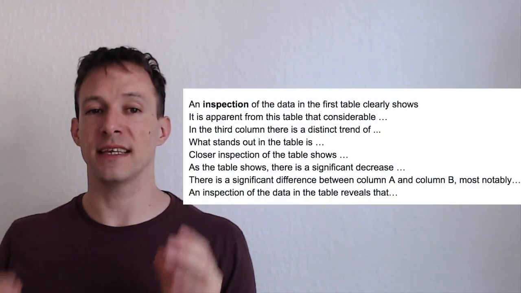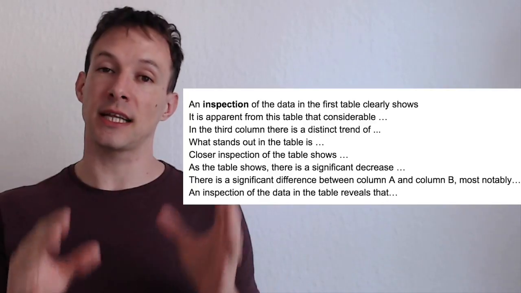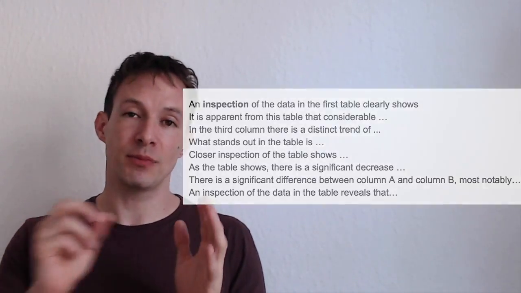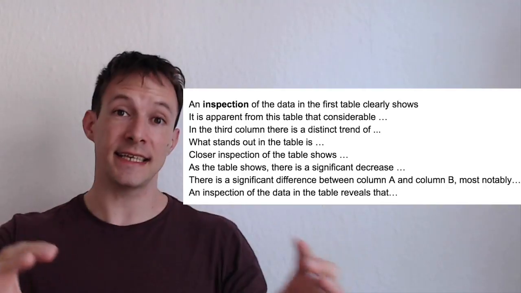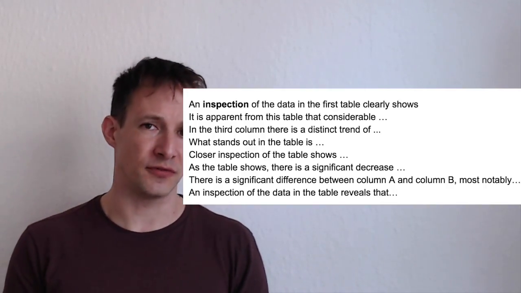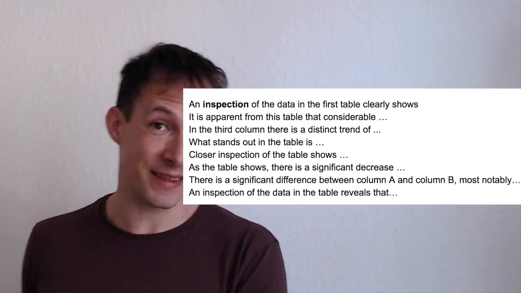The first one is: an inspection of the data in the first table clearly shows. So hopefully you'll be writing these down, because copy pasting is one thing, but if you really want to learn these phrases, write them down with a pen and paper, and you've got your own list there. Get the PDF, get the text later just to compare your spelling. But anyway, let's go. An inspection of the data in the first table clearly shows. This is very useful. It's quite long, and if you copy paste it, it's grammatically perfect, unless you mess it up at the end.